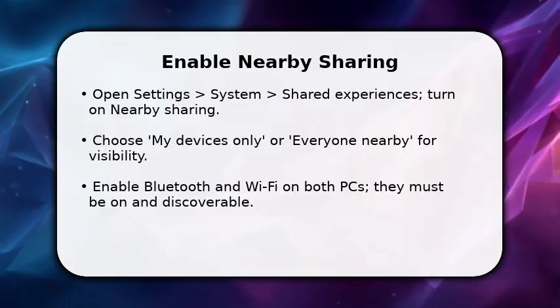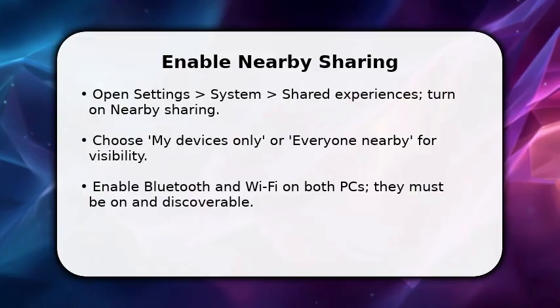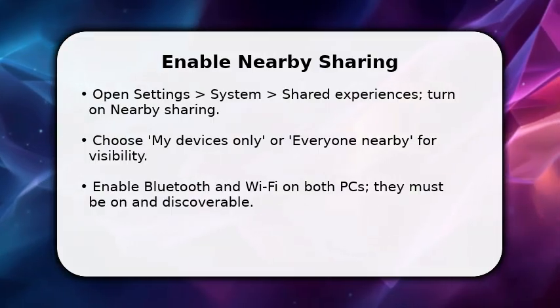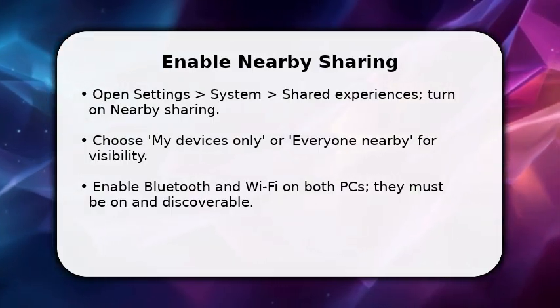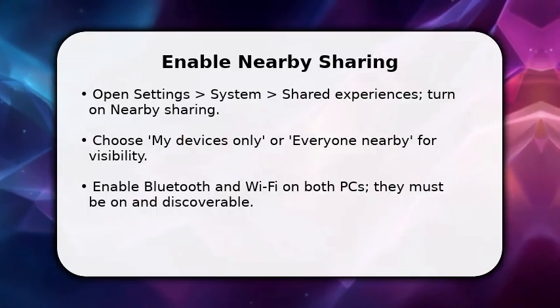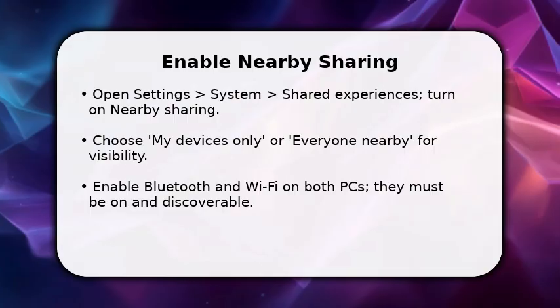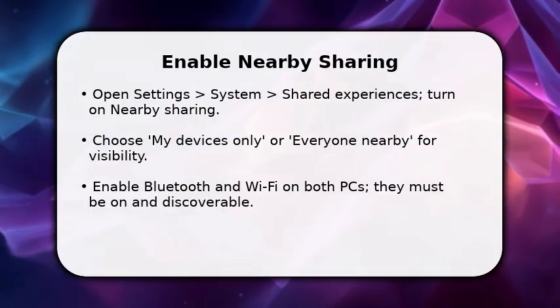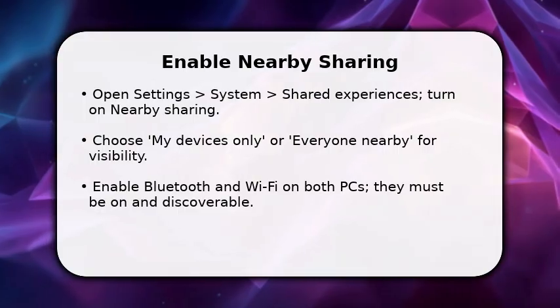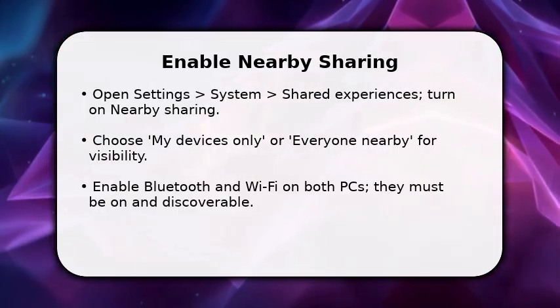Enjoy the video. You start by enabling nearby sharing so the system can find other devices. Open Settings, go to System, then Shared Experiences, and toggle nearby sharing on. Once done, choose My Devices only for secure transfers or Everyone Nearby if you need quick discovery. Pick what fits your environment.